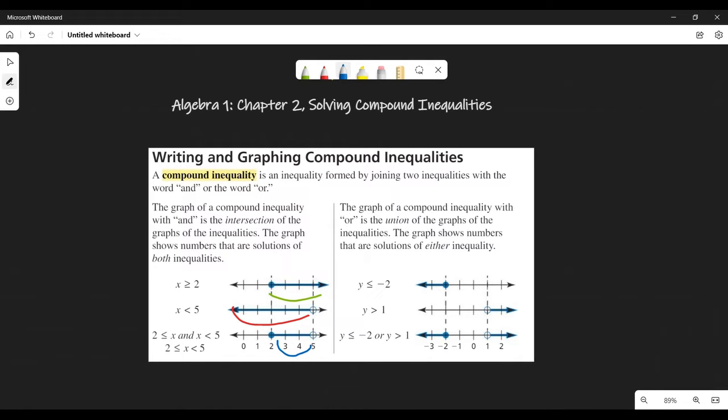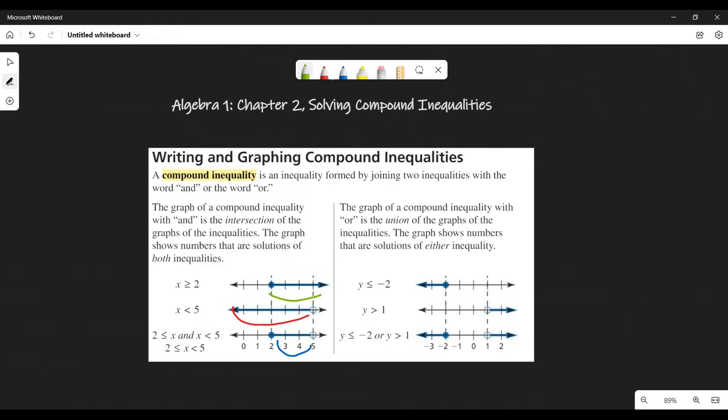The graph of a compound inequality with the word "or" is the union of the graphs of the inequalities. The graph shows numbers that are solutions of either inequality. So "or" would be used when they do not intersect.